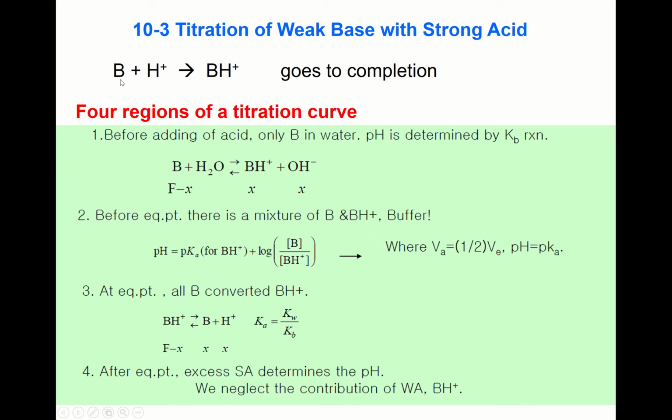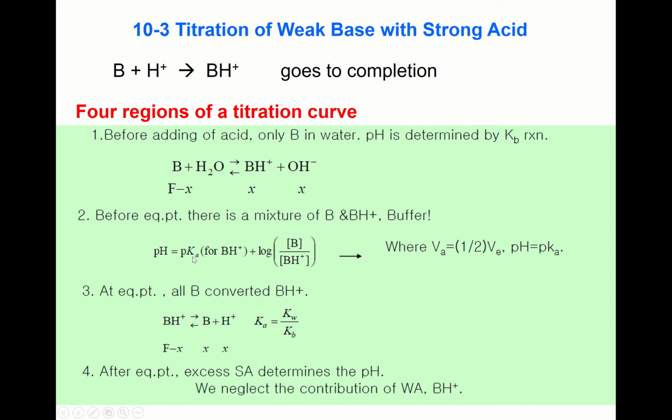Look at that. Before the equivalence point, the moles of added proton are smaller than the initial moles of B. So in solution, there are B and BH plus species. So that is a buffer, and then we can apply the Henderson-Hasselbalch equation.